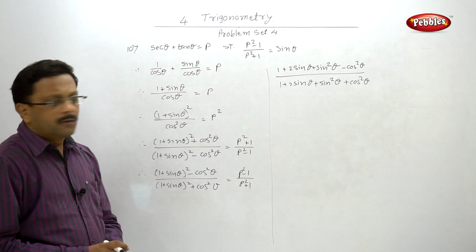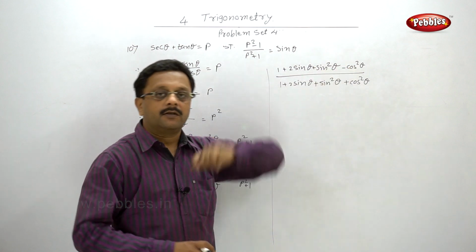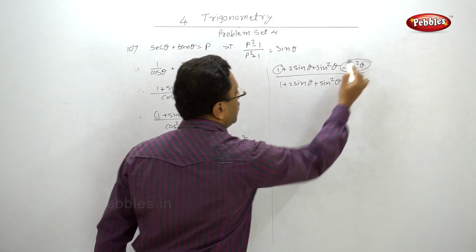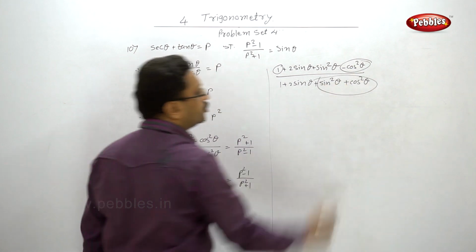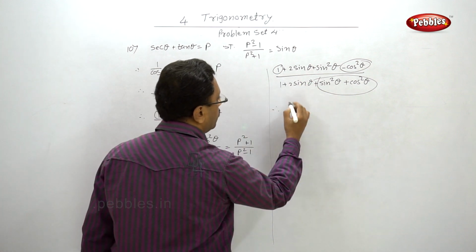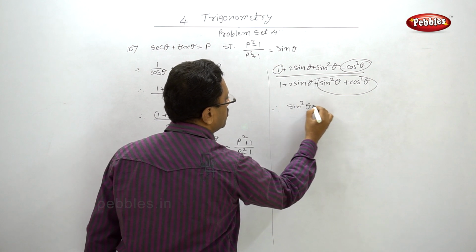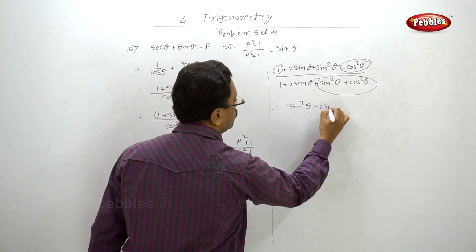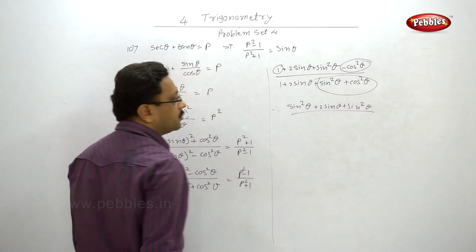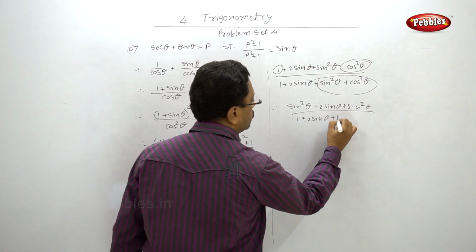Okay. Now I can use identities. This one, and this minus cos square theta is sine square theta. So I will combine these two terms and use sine square plus cos square equal to 1. So I will have 1 minus cos square theta is sine square theta, plus 2 sine theta plus sine square theta upon 1 plus 2 sine theta plus 1.